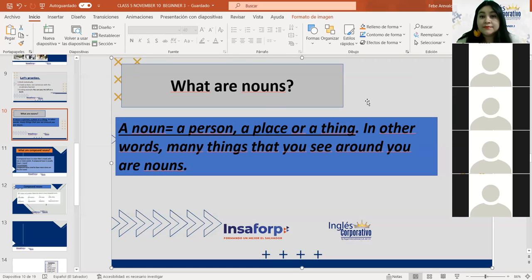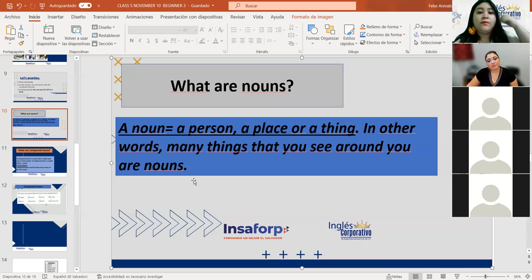Yes. A noun, a person, a place, or a thing. In other words, many things that you need, you see around you are nouns. Exactly. Right? A noun equals person. O sea, que un noun puede ser una persona, un lugar, una cosa, un animal inclusive, right? In other words, many things that you see around you are nouns. En otras palabras, muchas de las cosas que nosotros podemos visualizar alrededor nuestro son nouns, right? Desde el telephone until the bottle that lady's drinking water from, all right? Everything could be a noun.